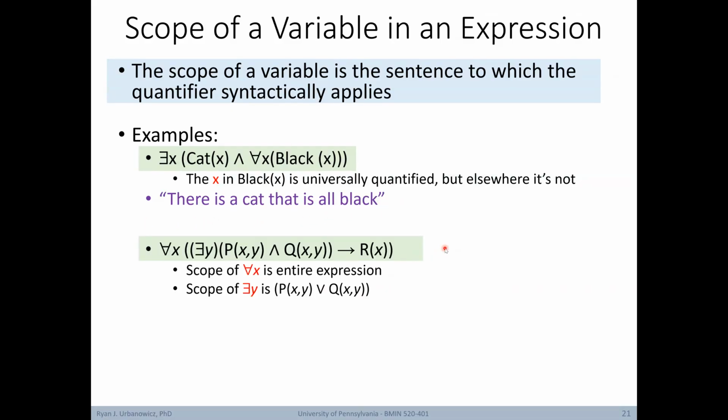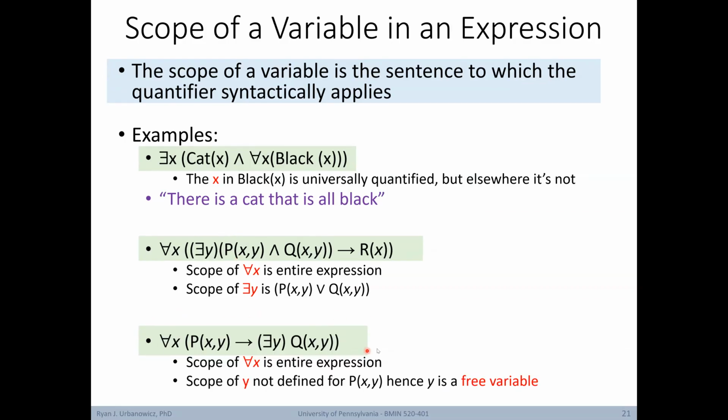Here's another example. This time we're not going to go through explaining the entire expression, but we'll just try and examine the scope of the variables. Notice that for all x encompasses the entire expression. Therefore, the scope of for all x is the entire expression. However, the scope of there is some y only extends to the part of the expression here in parentheses.